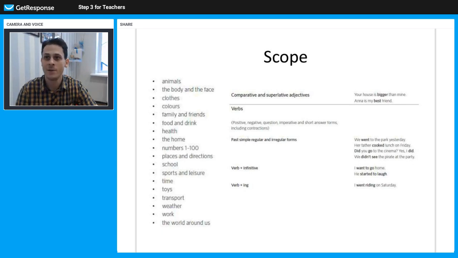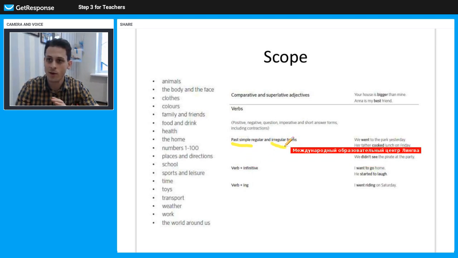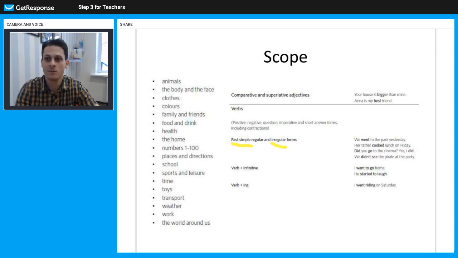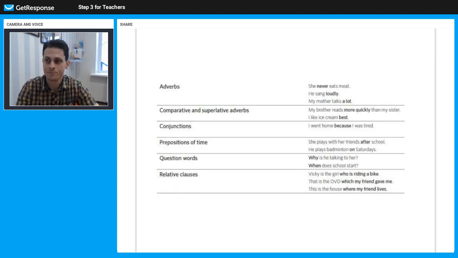So the scope of the exam, of course, is significantly bigger than step 2. Most of the differences come from past tense. Okay, so this is the biggest addition. Not only is it the regular endings with just ed, but also irregular forms. And I'll highlight where this will be in the exam. Of course, the topic list you see is also significantly expanded to include transport and weather. So this exam is much more involved than step 2.